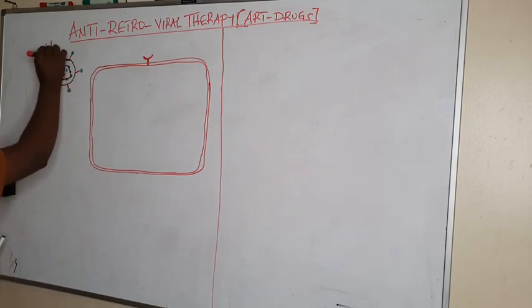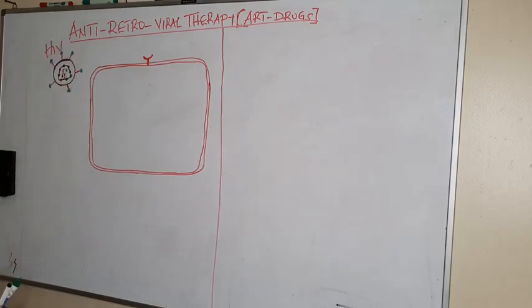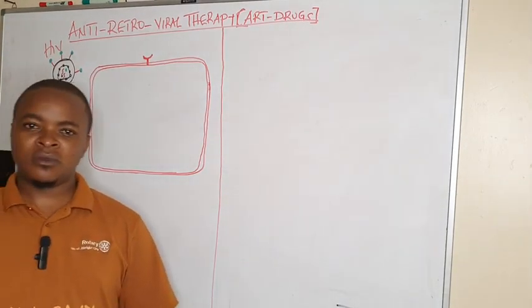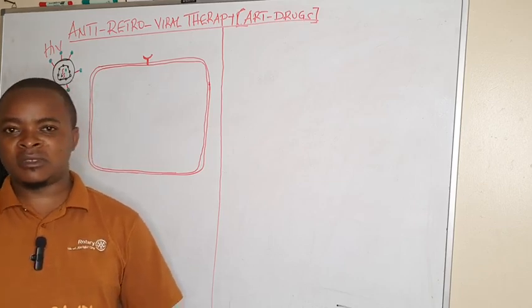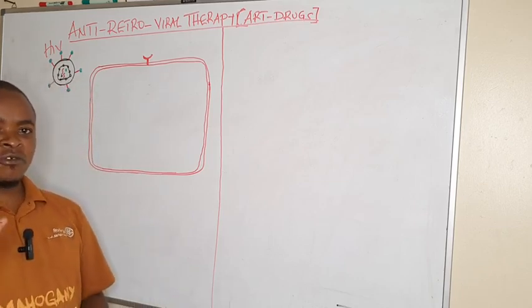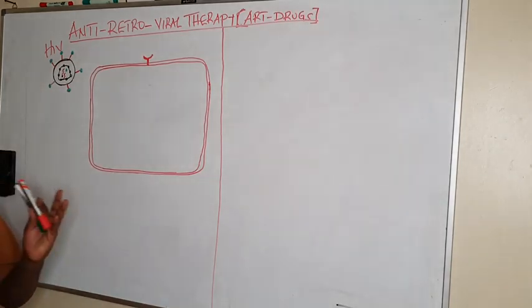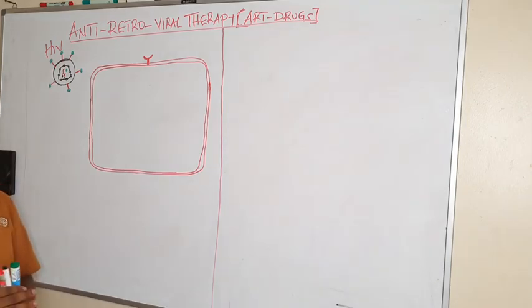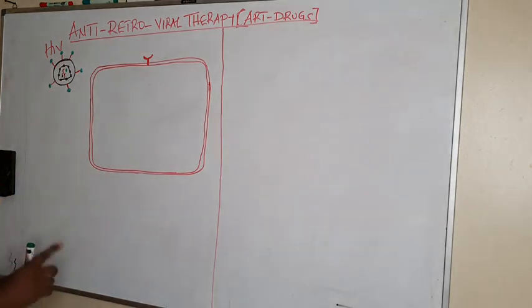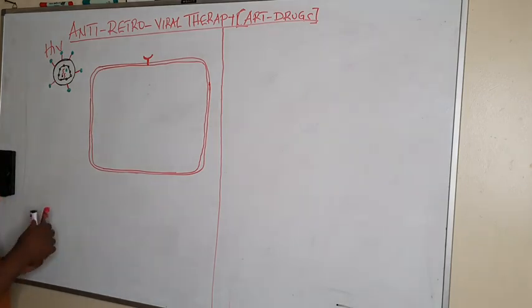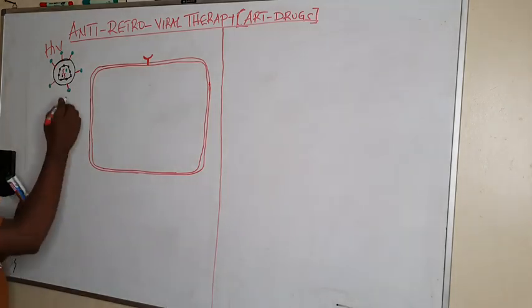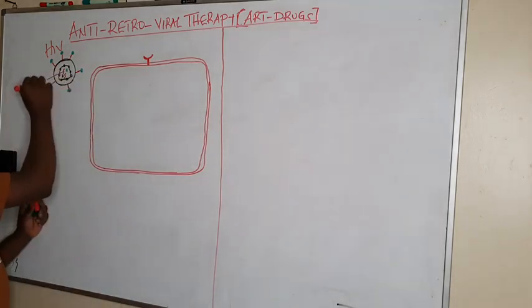This is the structure of HIV virus, which is divided into HIV-1 and HIV-2, whereby HIV-2 is common in West Africa. So for us, we are going to see which drugs do we use to treat patients who are having HIV. And first of all, HIV is an enveloped virus with RNA. So the genome is RNA.